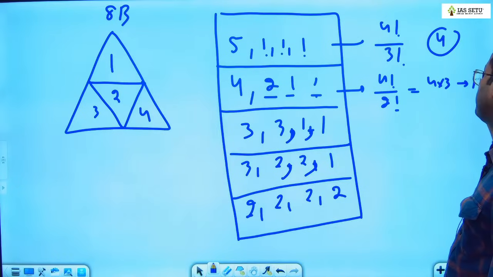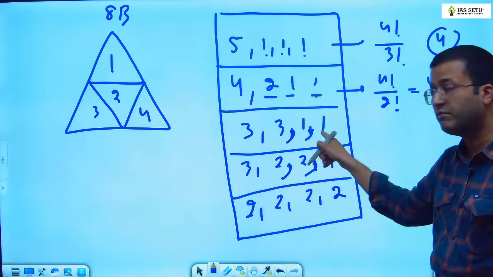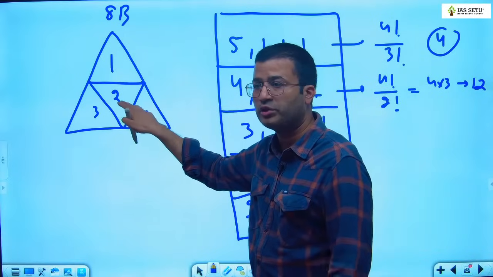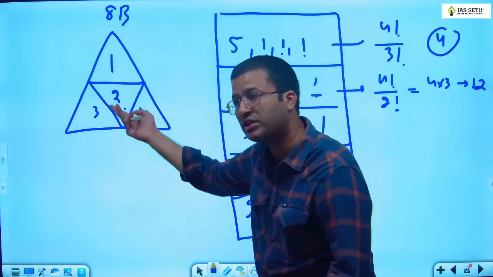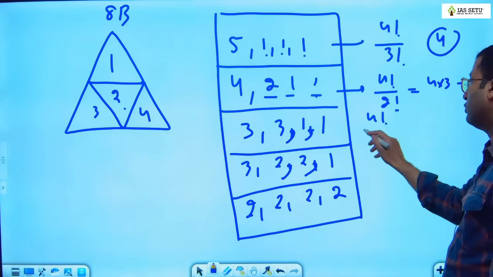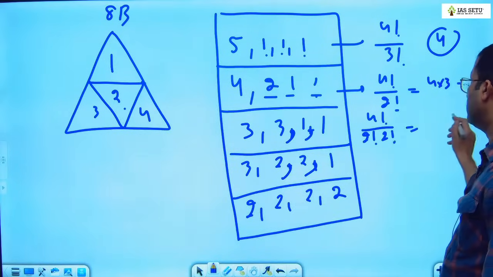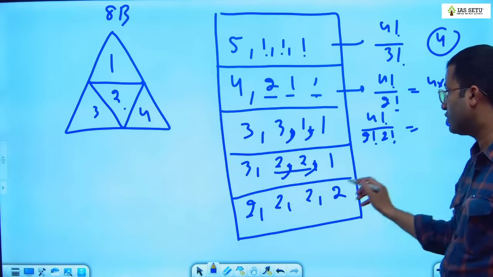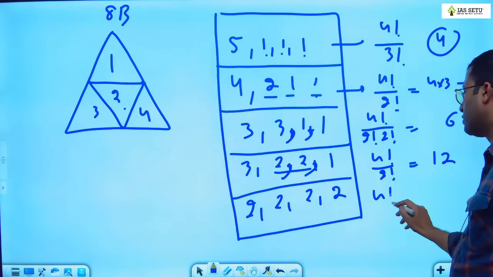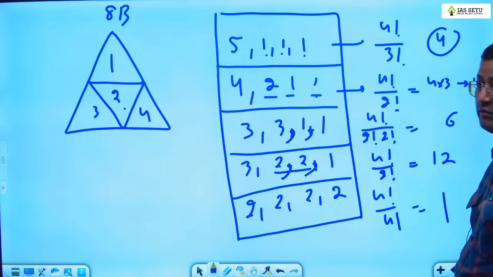4 into 3, 12. Here 3, 3, 1, 1 is identical. If I put 3 balls in this one, or 3 balls in this one, and next time I change this 3, it doesn't matter, because the balls are identical. So it will be 4 factorial upon 2 factorial, 2 factorial. These are 6. These 2 2 are the same. 4 factorial upon 2 factorial, 12. This is 4 factorial upon 4 factorial. There is only one way.